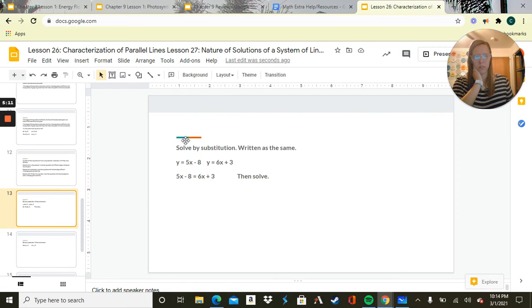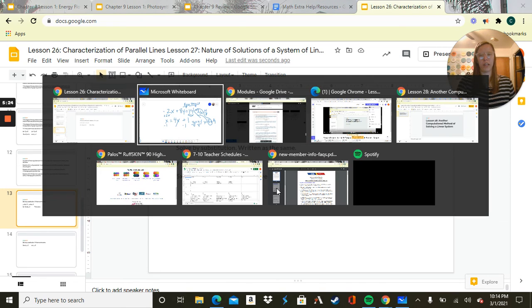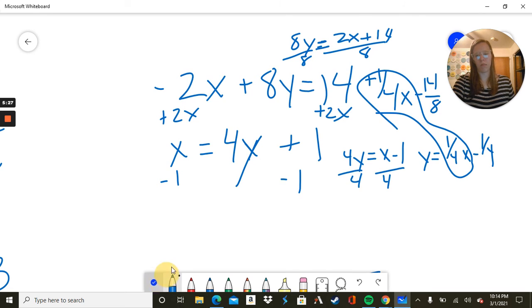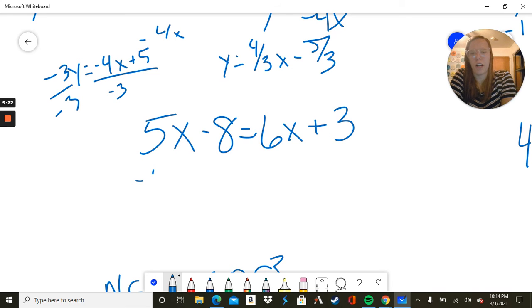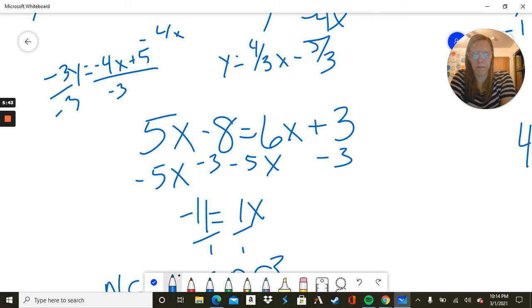So first we're going to solve this, sorry. So we'll solve it by substitution. So that's the other thing we can do. If they're the same equation, like they equal the same thing, then we can write them as equal to each other. So then we can solve for part of the equation. So here we have it. We're going to subtract 5x and subtract 3. We get negative 11 equals 1x divided by 1. Negative 11 equals x. Okay, so you can plug it back in and figure that out.